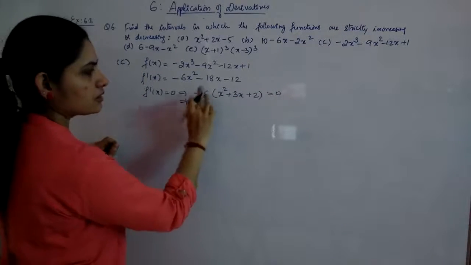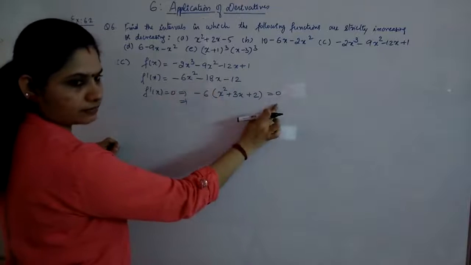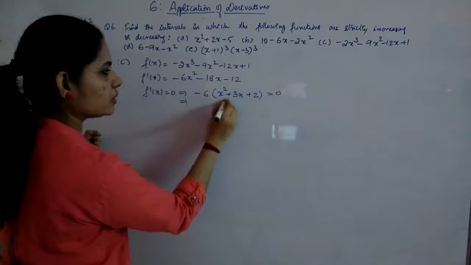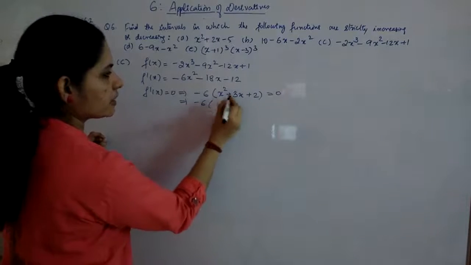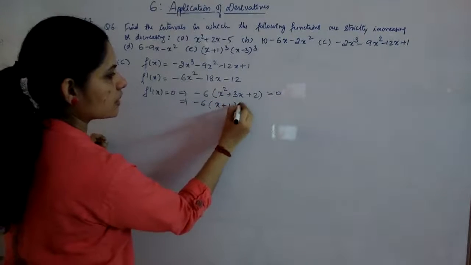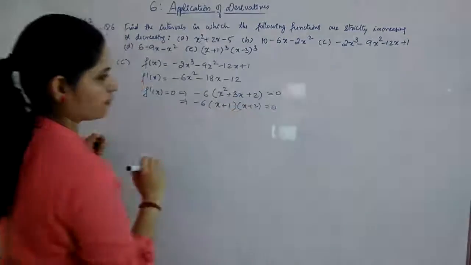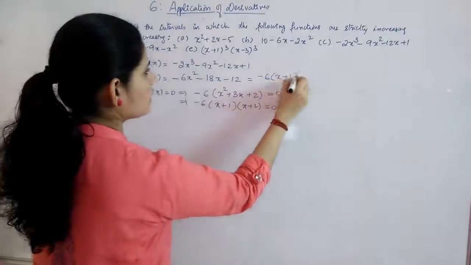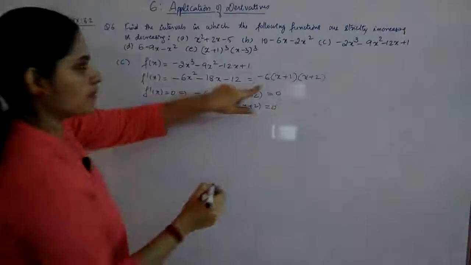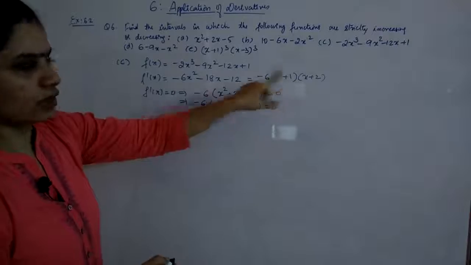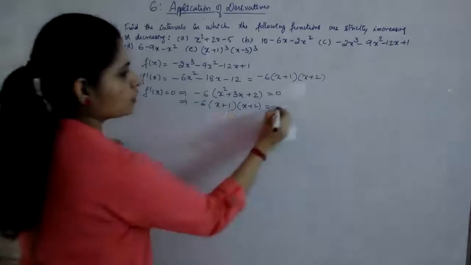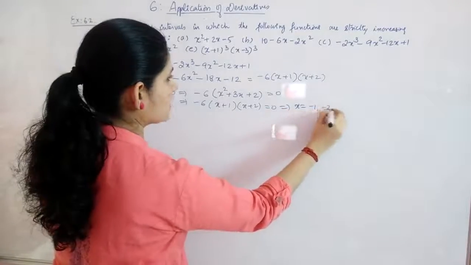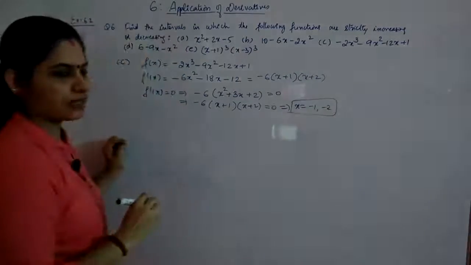Now we split it, which will give you x plus 1 into x plus 2 equal to 0. So I am writing here minus 6 into x plus 1 into x plus 2, where I will check for the points. This will give you the values of x as minus 1 and minus 2. So these are your critical points.